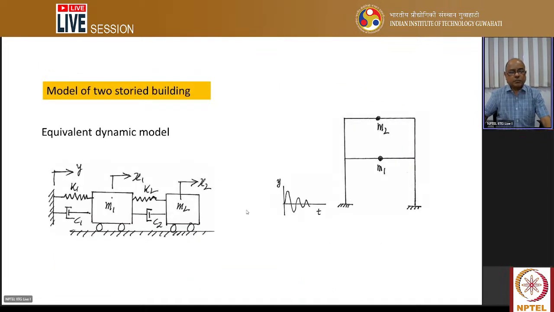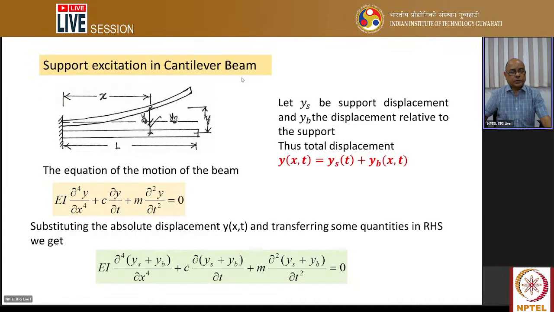So in the multi-story building also the same thing can be interpreted. In the continuous system also, if I see a cantilever beam whose base has a displacement, say a constant displacement ys, which is varying with time, or in any other manner, it may not be constant, it may be harmonic motion or any other motion.